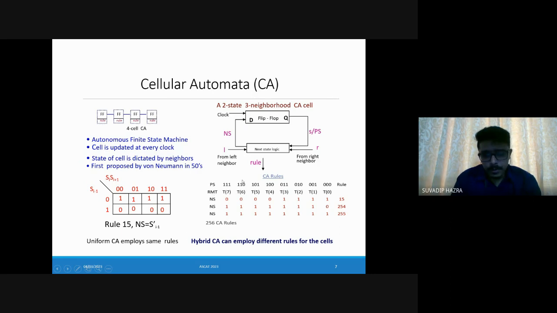The combination of present states is known as an RMT. So 0, 1, 1 is the third RMT, and the next state for the third RMT, for rules 15, 254 and 255, is 1. If the CA are employed with the same rule, then it is known as a uniform CA. Otherwise, it is a hybrid CA.